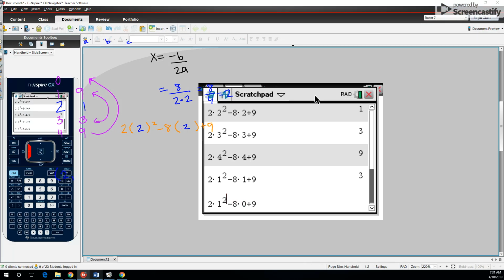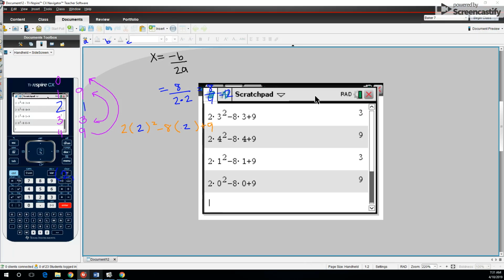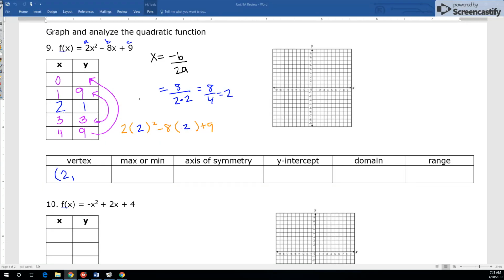Okay, so I'm fixing this to zeros. And that was 9. Now, we should have known that the 0 was 9 at the very beginning of the problem because when x is 0, we have a y-intercept. And our y-intercept always matches with our c value. So I can actually fill that in as 0, 9 right there. My vertex is 2, 1.